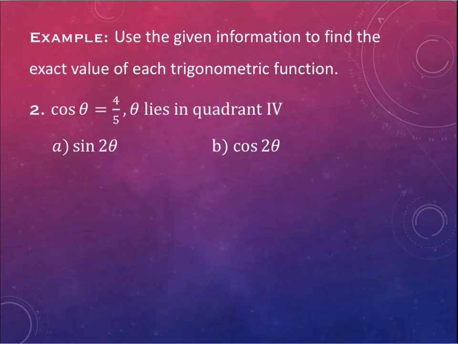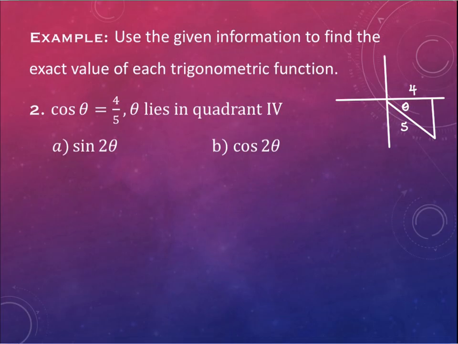So we're going to draw this into quadrant 4. I'm going to draw my sketch over here. And quadrant 4 would put us down here, something like this. So my theta would be right here. Yes. Cosine is adjacent over hypotenuse, so adjacent would be 4, hypotenuse would be 5.